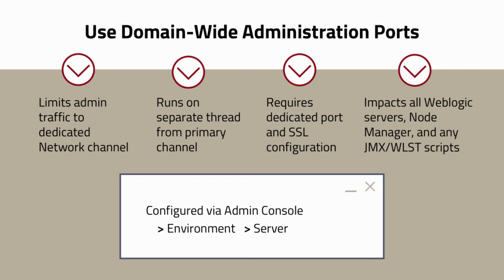So on a typical WebLogic server, say a managed server, you have an unsecure port and then you have a secure listen port. And the domain admin port is a third port that you don't readily see in the admin console. It's under the advanced settings. But when we enable the domain-wide admin port, all admin traffic goes over this dedicated port or dedicated network channel.